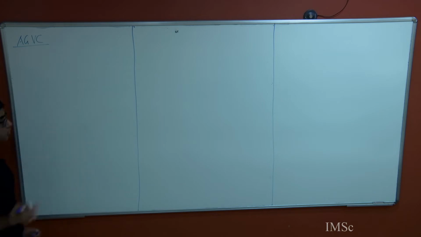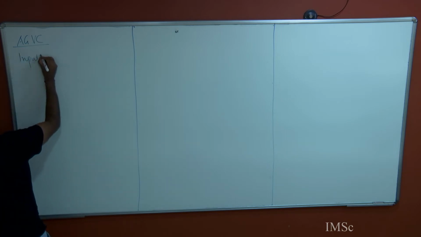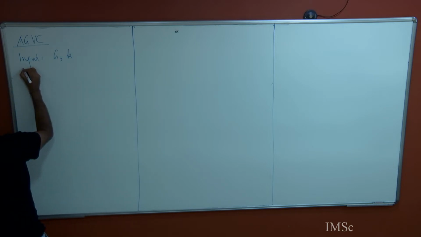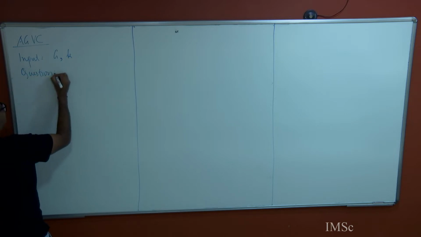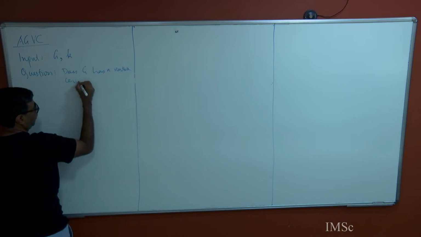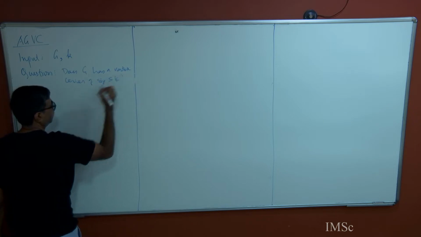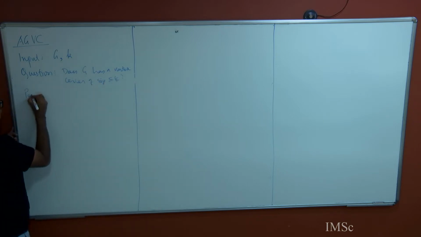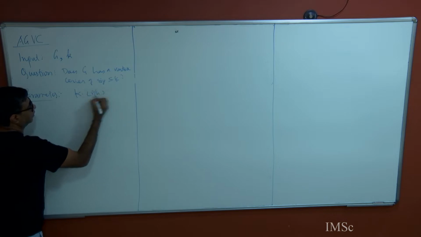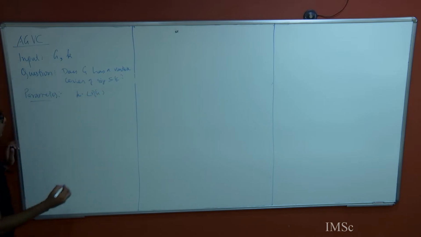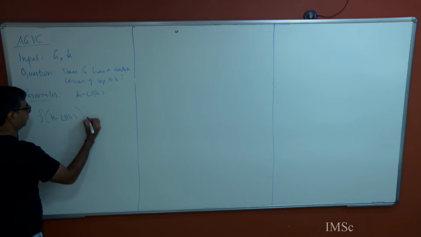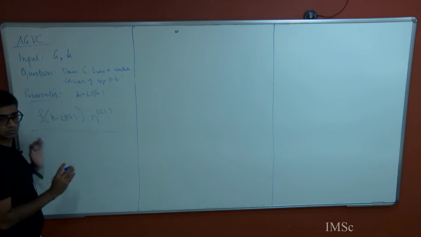Okay. So the input is a graph G and an integer k, and the question is whether G has a vertex cover of size at most k, and the parameter is... So in essence we need to design an algorithm with this running time. Okay. So that's our goal of the day.